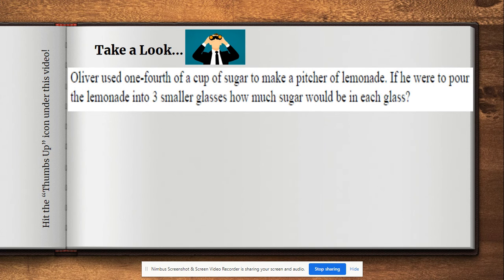All right. Here's a word problem now. Let's check this one out. Oliver used 1/4 of a cup of sugar to make a pitcher of lemonade. That sounds really good right about now, right? Anyway, if he were to pour the lemonade into 3 smaller glasses, how much sugar would be in each glass?